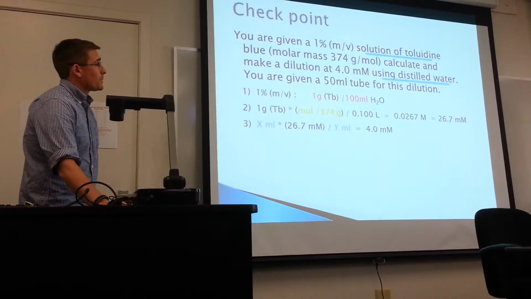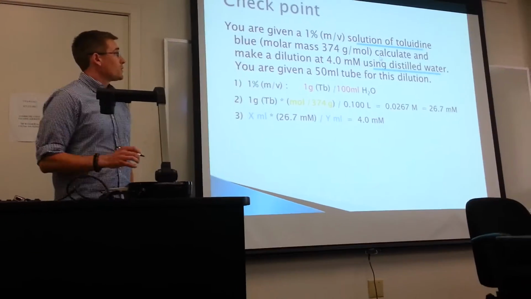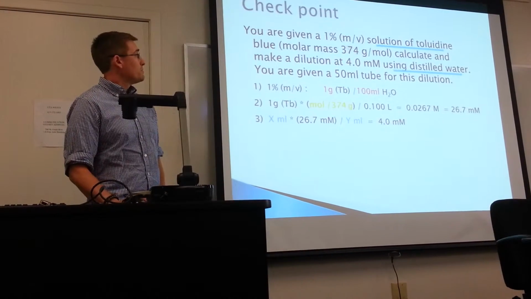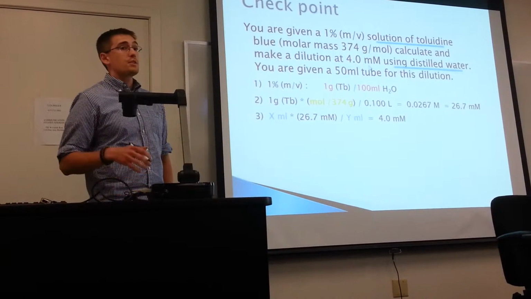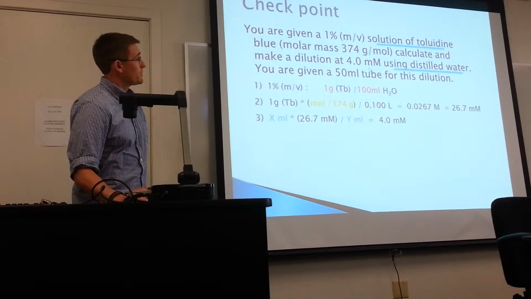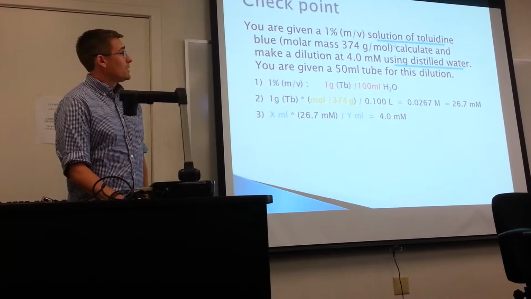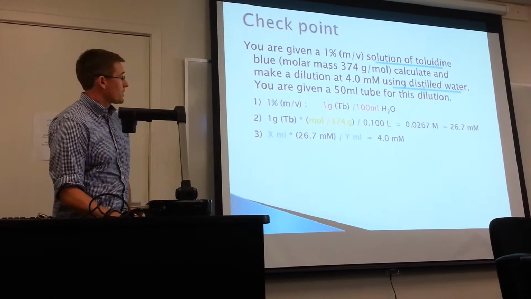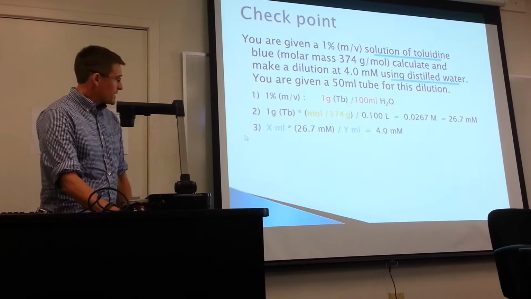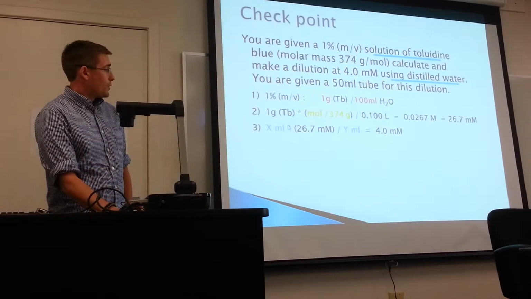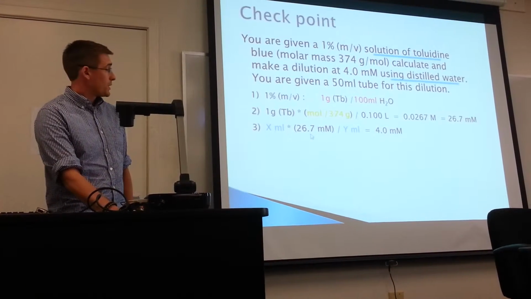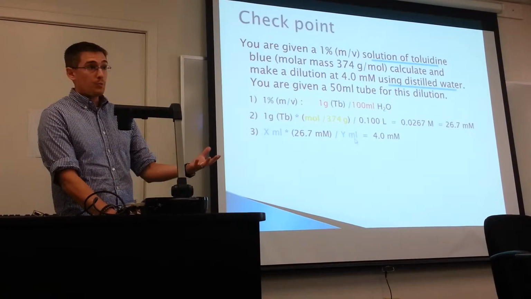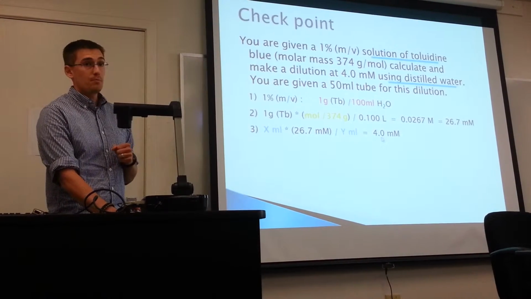So now, going back to my word problem, what do I need to do? What's the next step? This was a mass per volume dilution. What I need to do to make my 4 millimolar is actually make a volume per volume dilution. If I look at my word problem, I've got a solution of toluene blue, and I'm using distilled water again in solution, so I'm using 2 volumes here. So I make an equation, as in step 3. I need some unknown volume, times what I have currently, the 26 millimolar, that's my 1%, divided by some volume, which I don't know, to make my 4, which is my target.